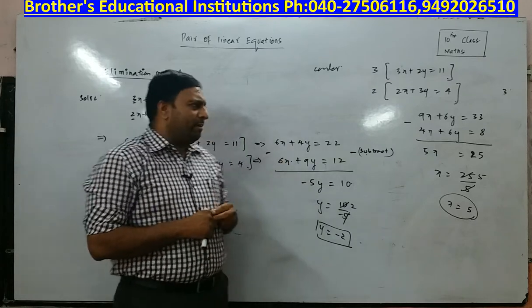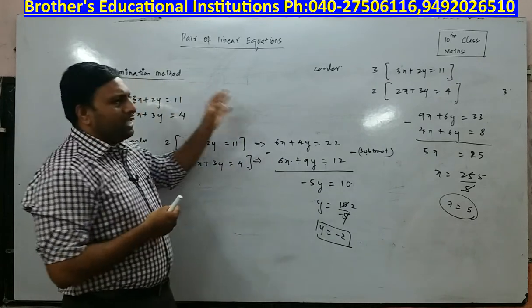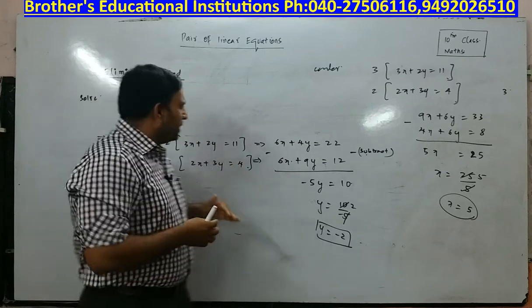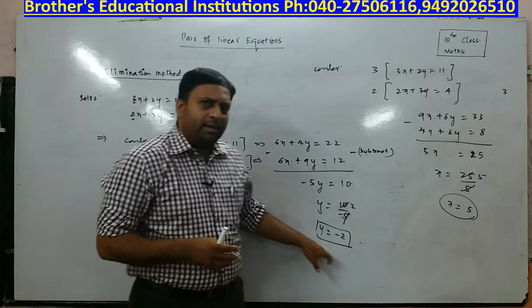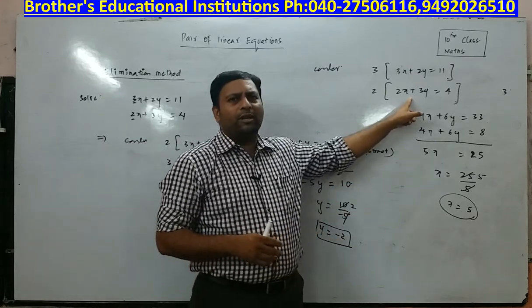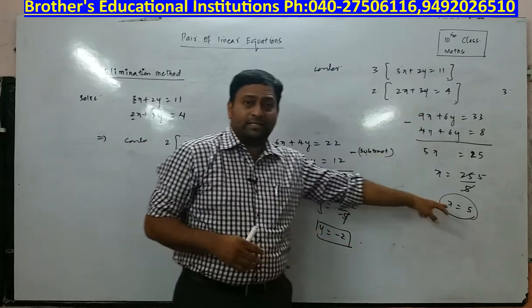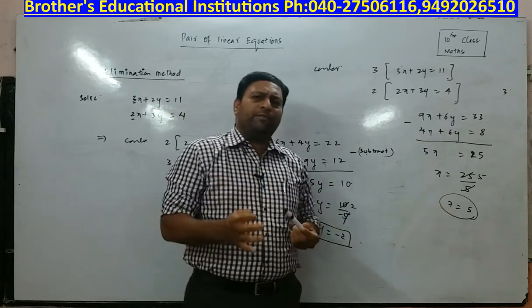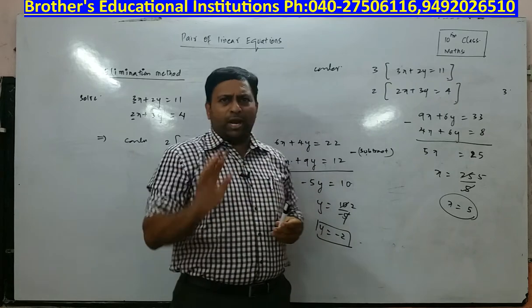And children, a very very important note: when the examiner says solve the equation by elimination method, most of the children eliminate x, they get the value of y. But here they make the mistake, they substitute the value of y in the equation and then get the value of x. So it becomes a combination of elimination and substitution. If the method is not mentioned, you are allowed to do it that way.